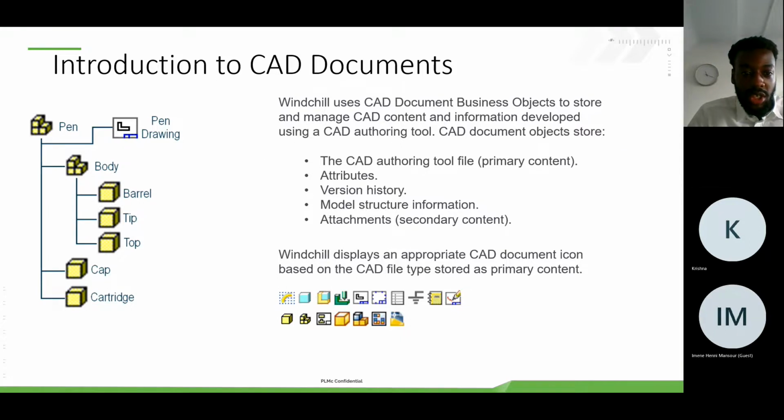It also captures the version history. So if you make changes to it, you can always refer back to the original version. It keeps the module structure information and any attachments, and also displays any icons relevant to the item you're working on. So here you might recognize some AutoCAD stuff, some Creo Parametric icons and SolidWorks icons.